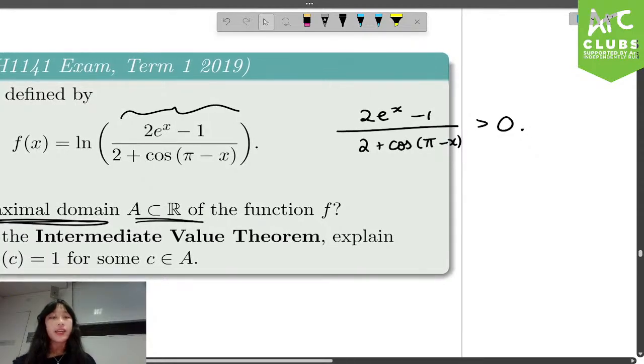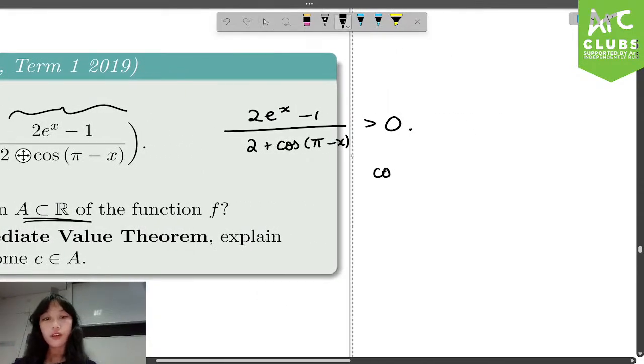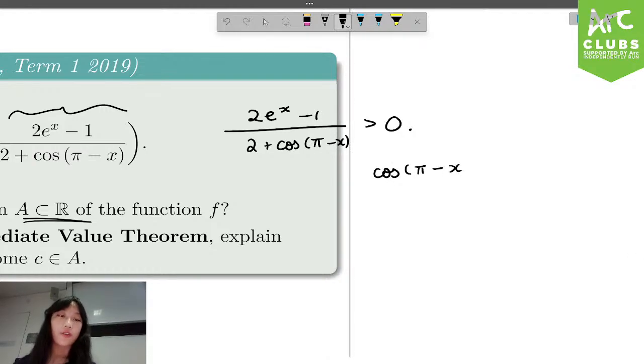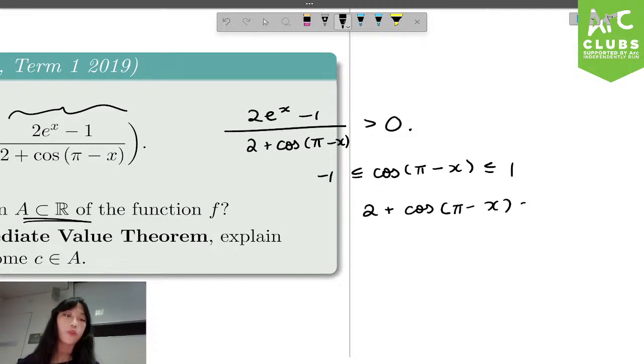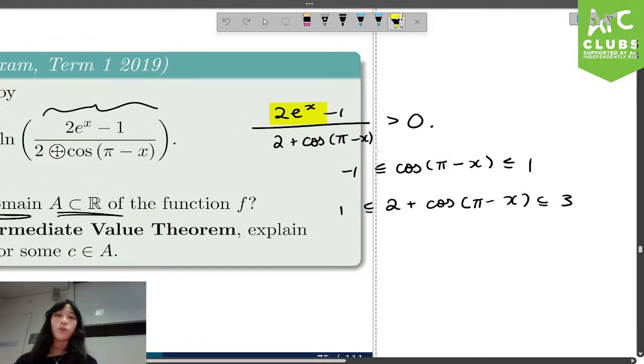The next thing we're going to do is consider top and bottom. I would intuitively think of what's on the bottom first, because it has pretty obvious bounds. Cosine is bounded between -1 and 1, and if we add 2 to that, we bound it between 2 positive values. So what's on the bottom is always going to be positive. We don't have to worry about that at all when we're considering our domain. However, what we do have to worry about is what's on the top. We have to make sure what's on the top is also positive.